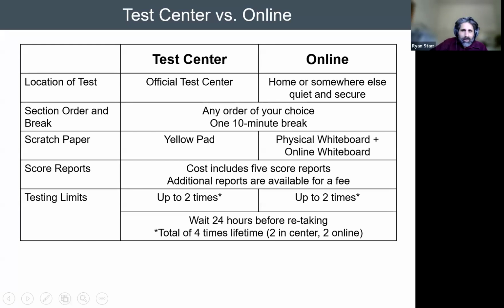Also, and this is very anecdotal, a lot of my students say that the online test questions just feel harder than the in-person test questions. So, all things to consider when you're deciding whether to take it in a test center or online.